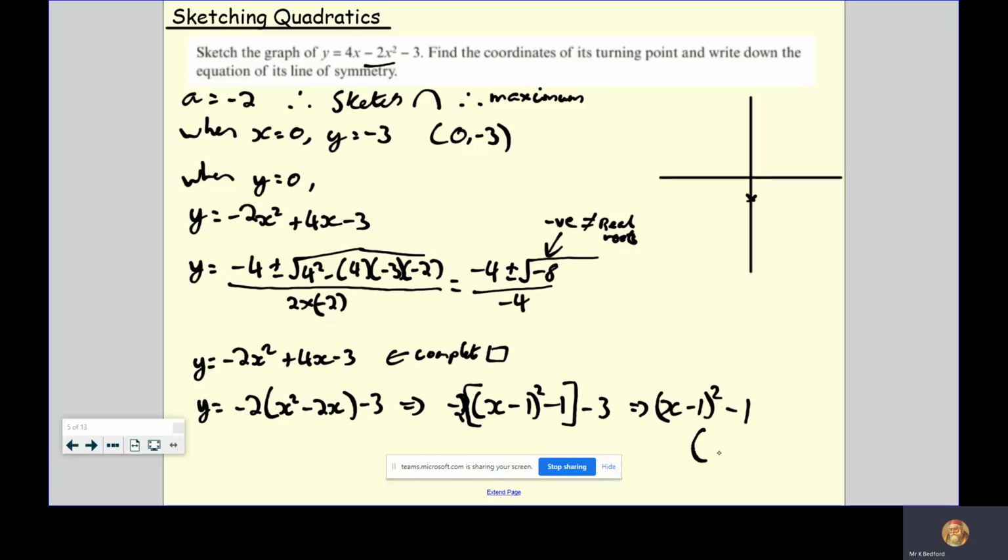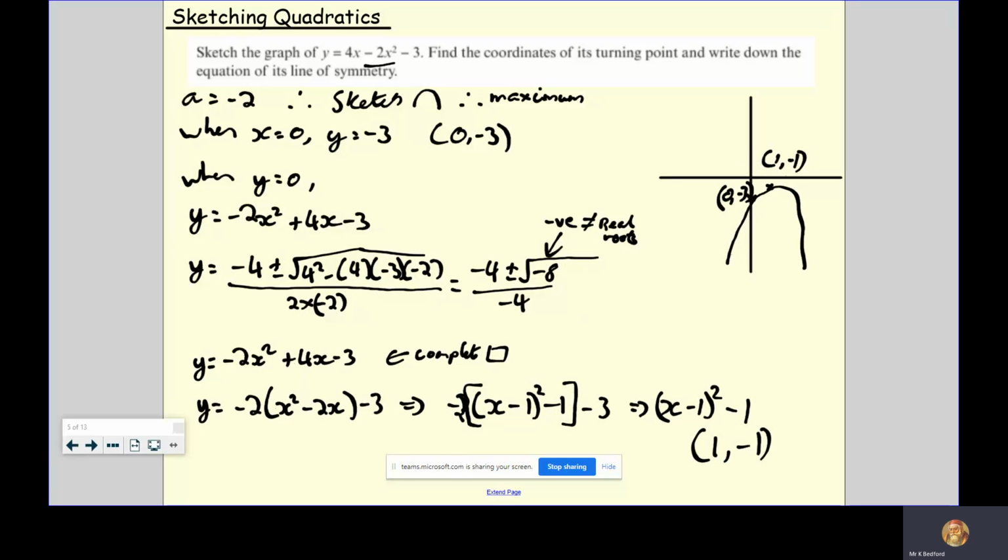So therefore my turning point, my x value would need to be +1 to make that 0, and my y value is going to be negative. So it's +1, -1, which is going to be right here. So therefore my curve, when I do it, is going to look something like that, whereas this coordinate is 1, -1, and this is 0, -3. Okay, so that's my sketch with a turning point.